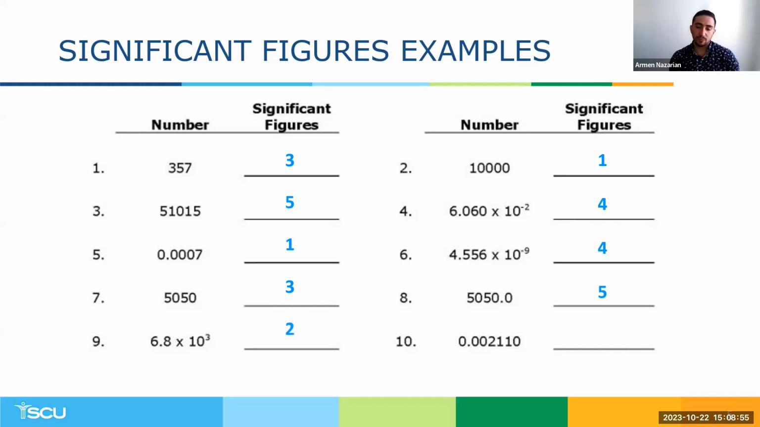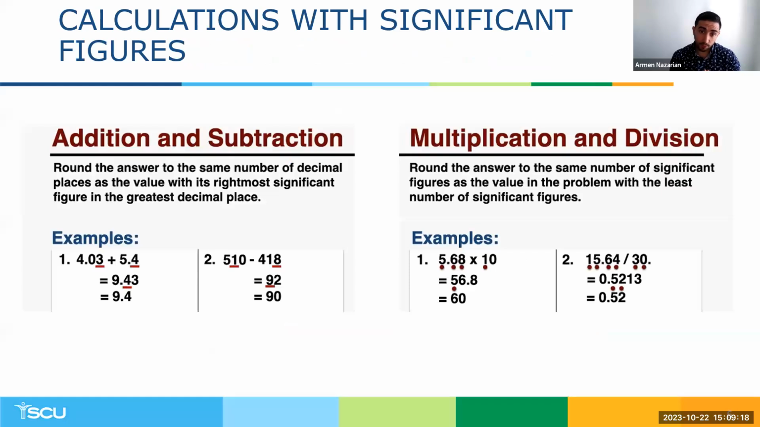Number 9, 6.8, has 2 significant figures, and example number 10 is 0.02110. The only zero that counts as a significant figure is the terminal zero, because all the other zeros are coming before a non-zero digit, which does not make them significant figures. So 4 sig figs is the total significant figure count. Now, let's discuss the 4 main actions involving significant figures.